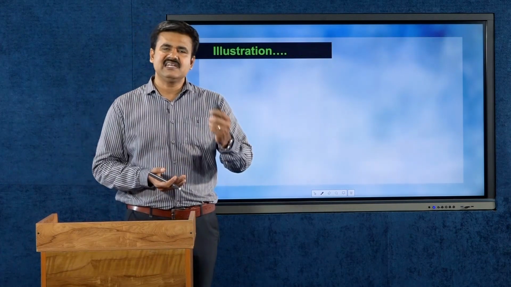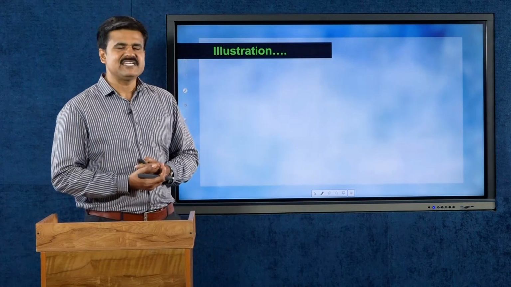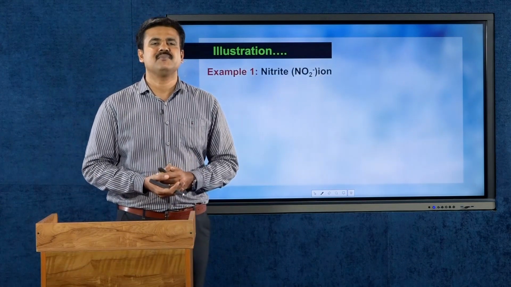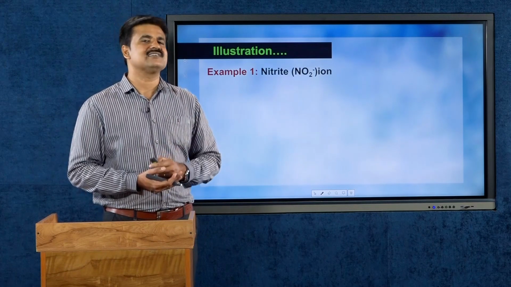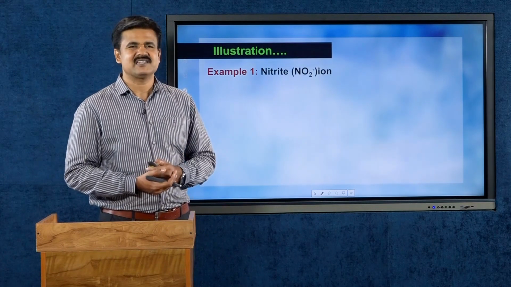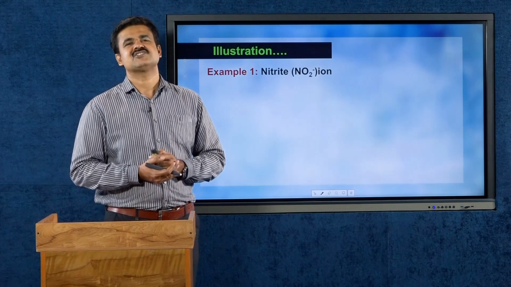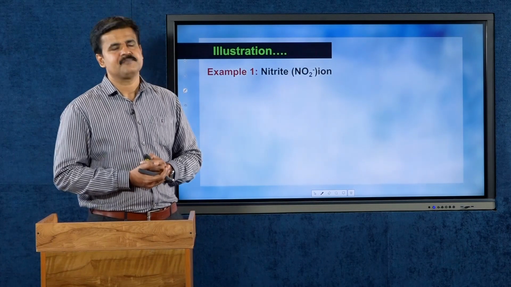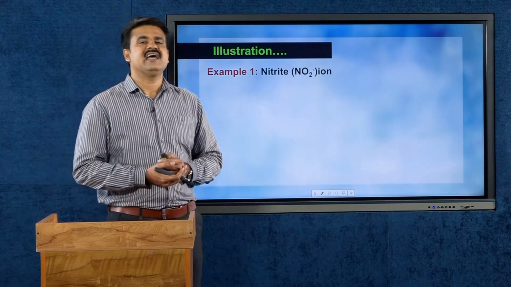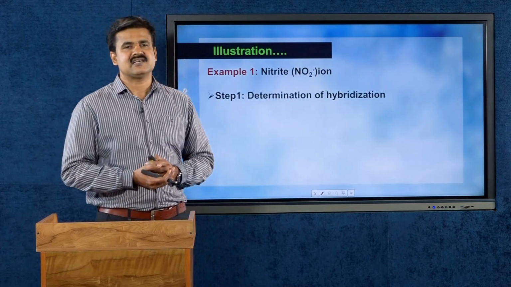Now we can illustrate this prediction of a shape by taking some simple examples. For these examples also, we are taking some anions as representative, because this module is selectively intended to discuss the shape of some selective anions. Example number 1, nitrite ion, NO2- ion.